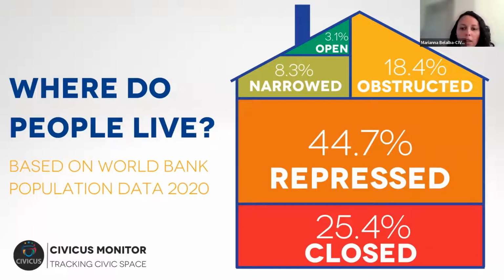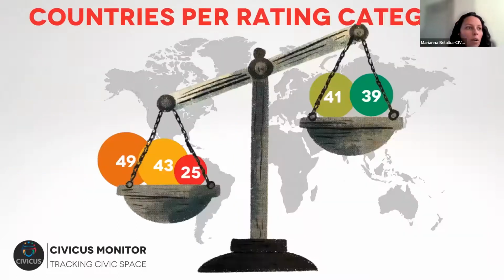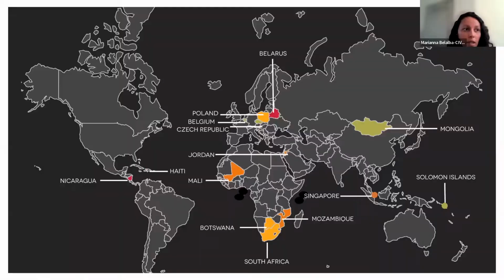Step back a little bit. This is basically how the work looks like today, how many people now live in countries who seriously, significantly restrict civil space. As you can see, restriction is the majority, and very few, only 3% of the world population actually live in countries where civil space is actually being respected.